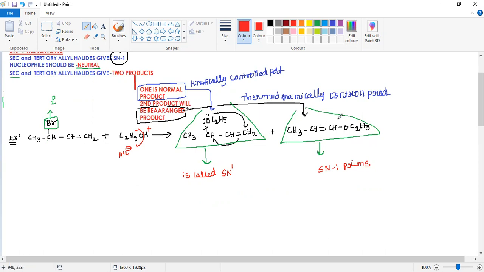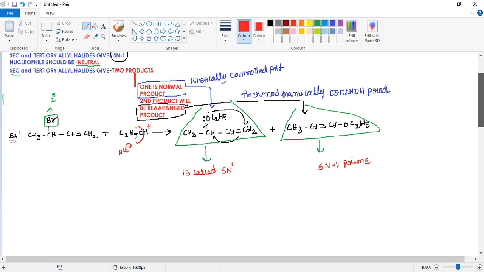Okay? Clear, beta? So this rearrangement is SN1 and SN1 prime. What do we call this type of rearrangement? We call it allylic rearrangement. Just as I said, the normal product is the kinetically controlled product, whereas the rearranged product is the thermodynamically controlled product. Okay, so shall we go for the mechanism for this one?